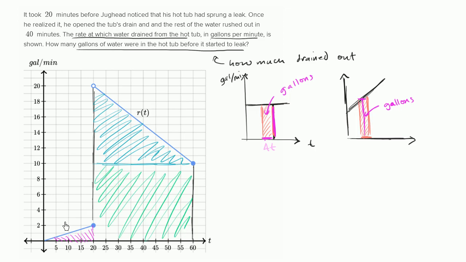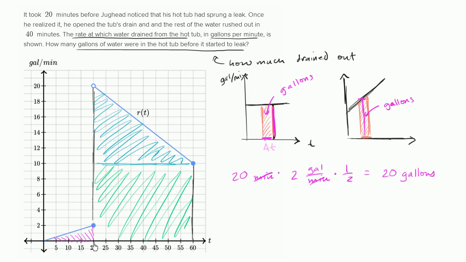So what is the area of this entire thing? Well, the area right over here, we have 20 minutes times 2 gallons per minute times 1/2 gives us the area under this triangle. So that is going to be 20 gallons. We see that the units work out nicely. And so that's essentially how much has drained out in the first 20 minutes.